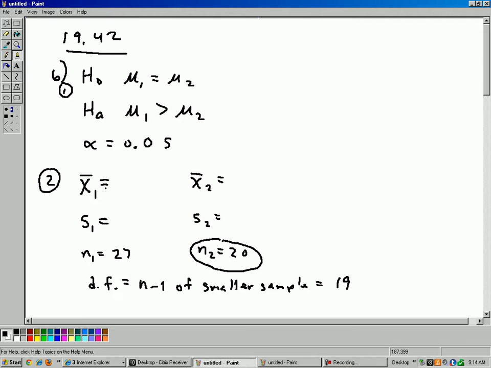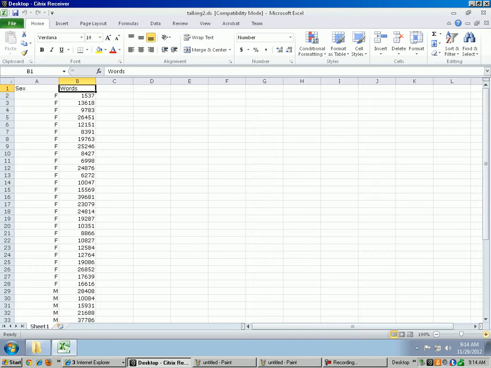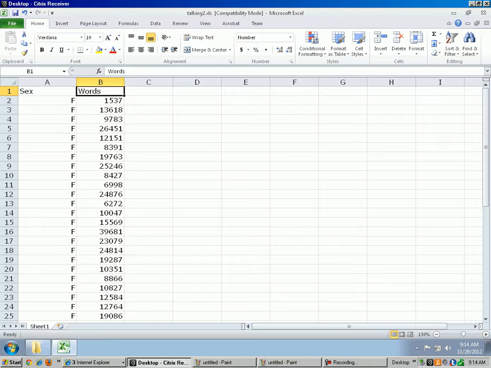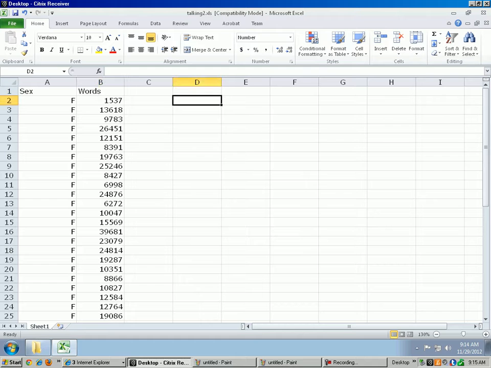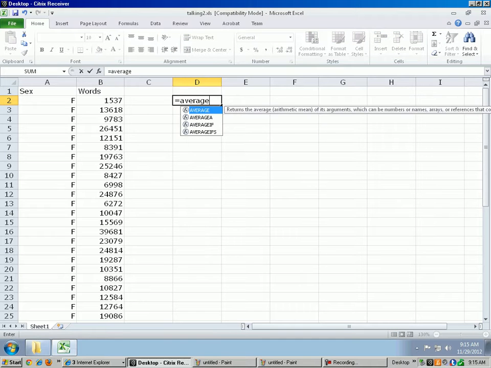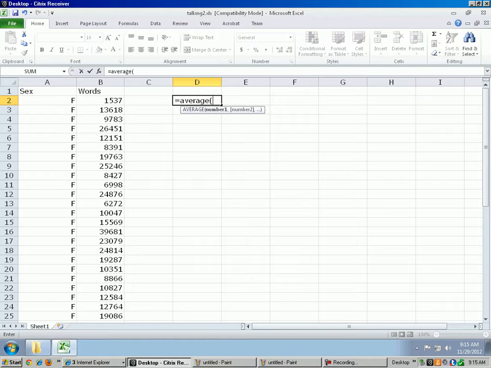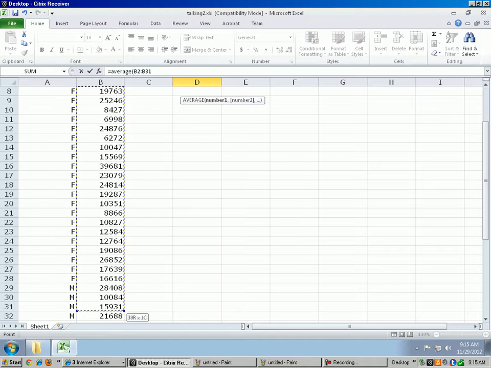Okay, so now the means and standard deviations. I downloaded the data onto an Excel file. Let's take a look at that here. Here it is. Let's zoom in here a little bit. Okay, so we have all the females. Here's the words, and then down further we have the men right here. So I'll just use the average command. So average. Let's see for the first sample, that's the cells B2 down through cells B28.